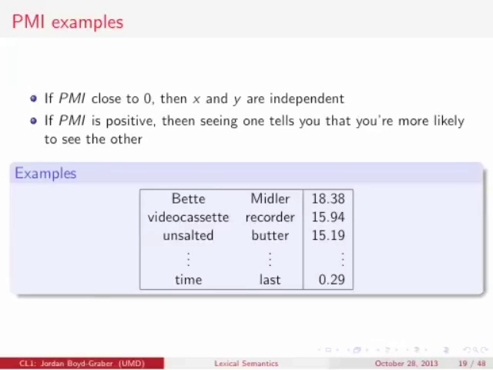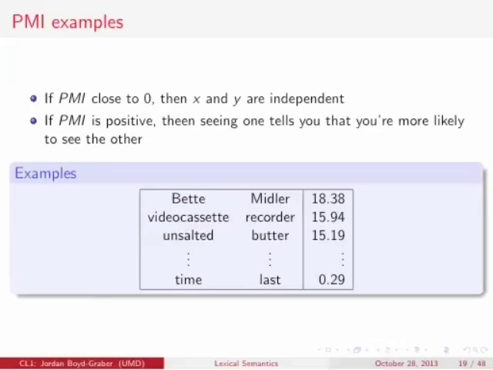So for example, obviously rare first and last names have a high PMI score, so Bette Midler has a high PMI score. Video cassette and recorder have a high PMI score. Unsalted and butter, these are words that have a high PMI score.